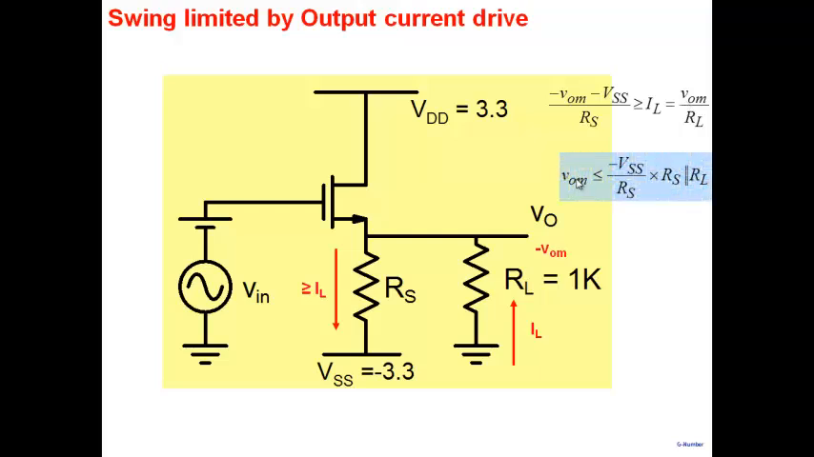And from there, we get that the maximum swing that you can get is VSS by RS into RS parallel RL here.